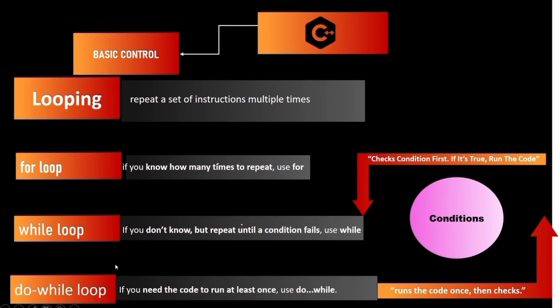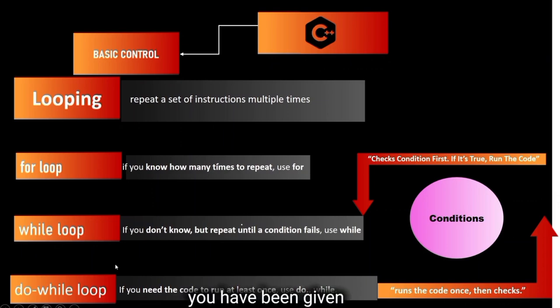Now, let's look at loops. Looping is under the basic control structures. What is looping? It means repeating a set of instructions multiple times. You will get to know these things as we proceed with an example. Under looping, we have the for, while, and do while loops. How do we use the for loop? A for loop is used if you know how many times to repeat.